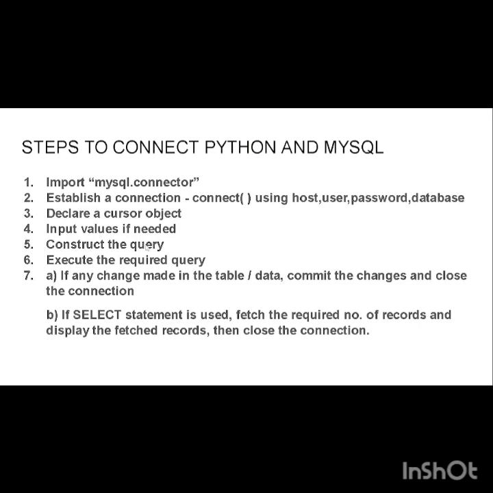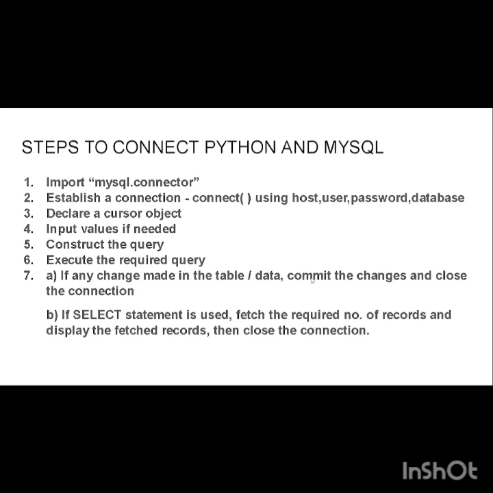If it is a simple select statement, this 4th step need not be given. Then construct the query. What is the query? Select star from whatever command, or insert into the table name values. That query you have to write. After writing the query, you have to execute the query using the cursor object. After this is done, you have to either give the commit changes option, or if it is a select statement, you have to fetch the records and print it on the screen.